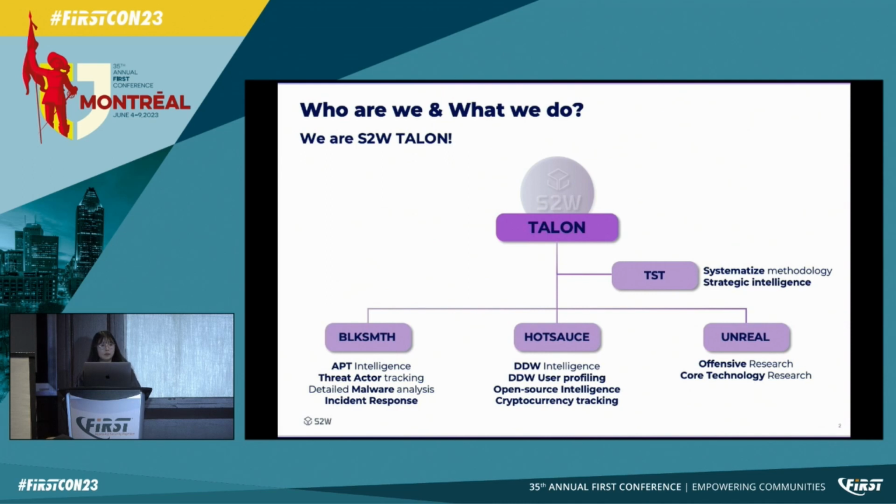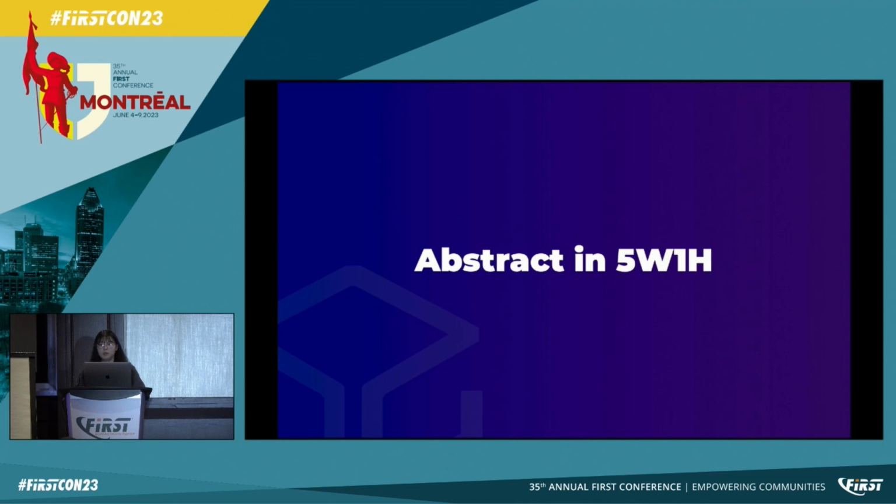TALON is the team responsible for threat intelligence. There are 4 teams within TALON, and I belong to Blacksmith, which conducts APT intelligence, threat actor tracking, and detailed malware analysis. Before we dive into the details, here is how we summarize the announcement in 5W1H.